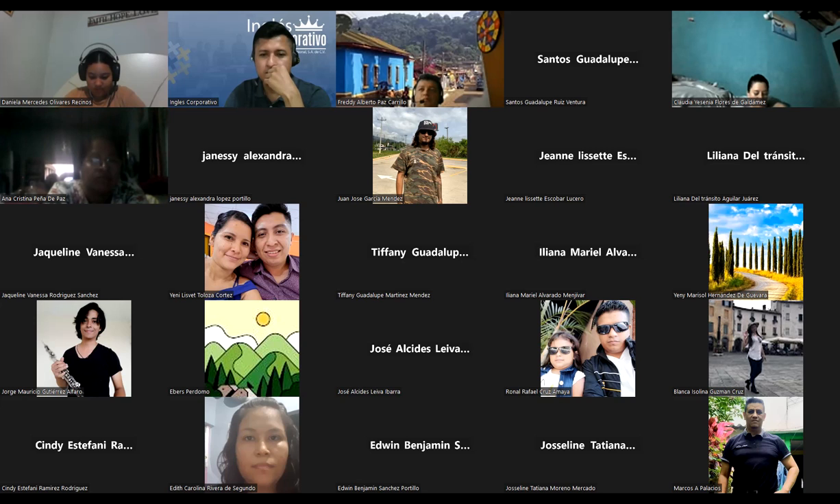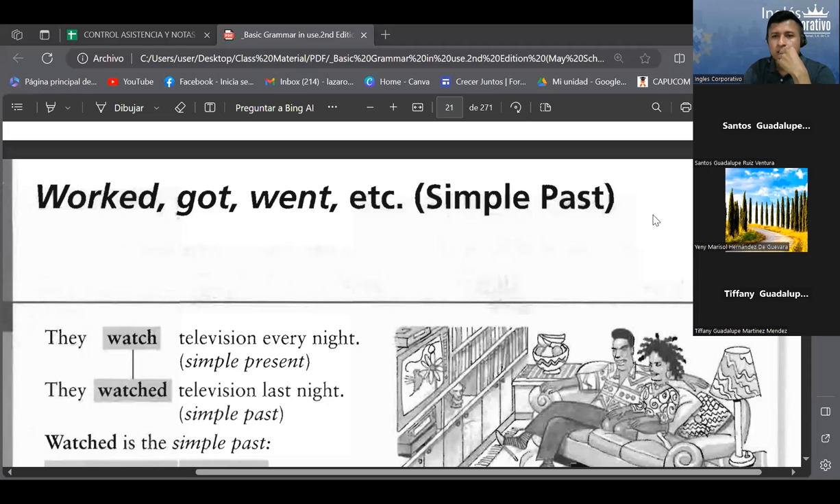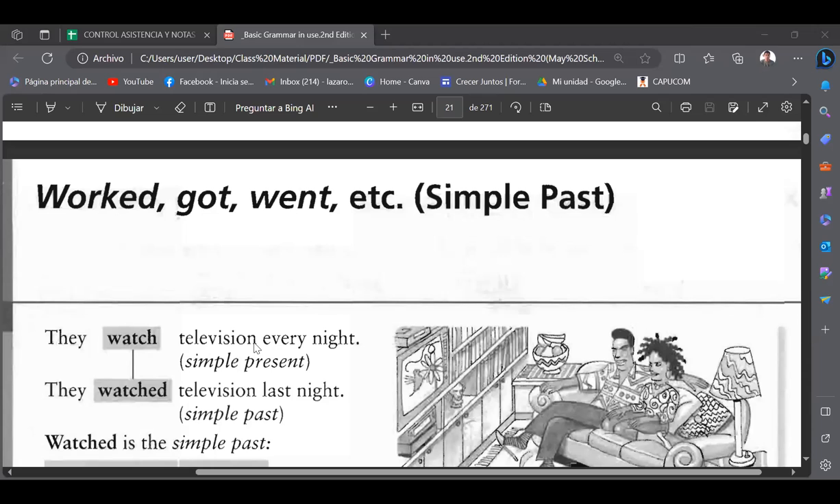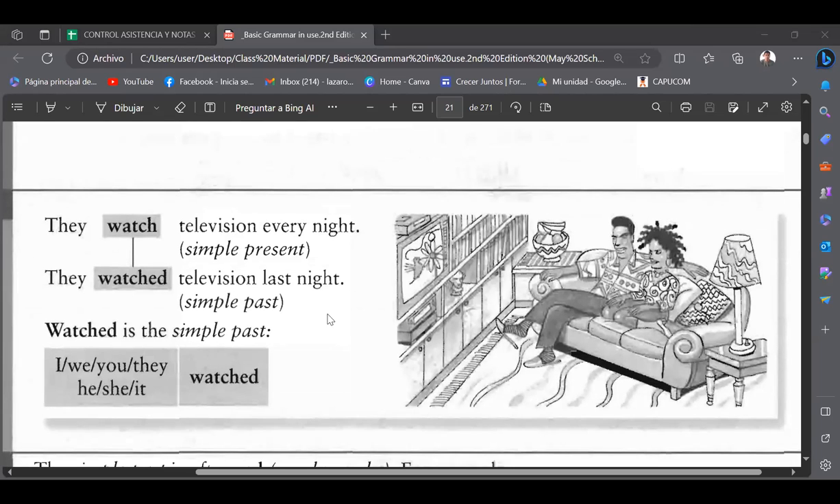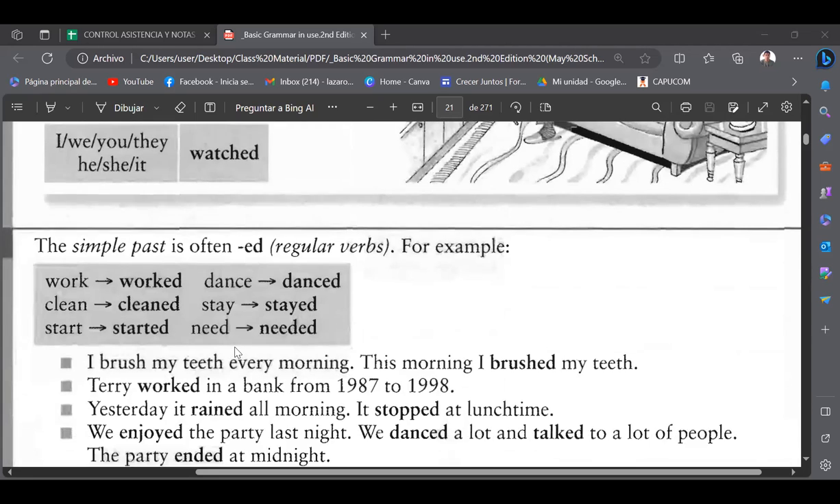Okay, let me show you a little bit really quick here about past tense. So we have this information, as you may know. We have simple present and simple past tense. This is the present, and this is the past tense. In English, we will see in the past that we have regular and irregular verbs. So this one is a regular verb. Watched is the simple past. The easy thing here is that we have the same rule for all these subjects. Let's take a look at these examples.